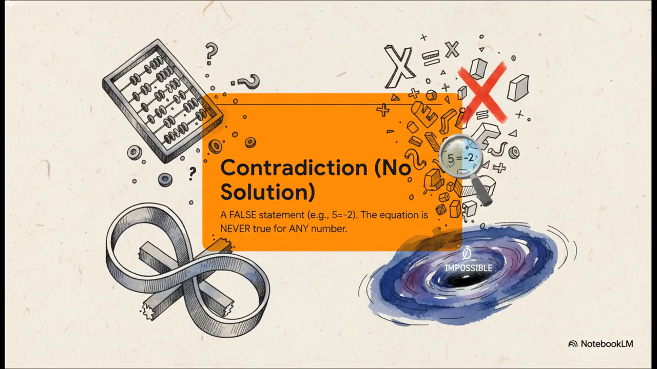Now, what about the other side of the coin, the contradiction? Well, if you end up with a statement that is just plain false, like 5 equals -2, the equation is screaming at you that it's impossible. There is no number in the universe that you could plug in to make it true. It can't be done. So your final answer here is simply no solution.